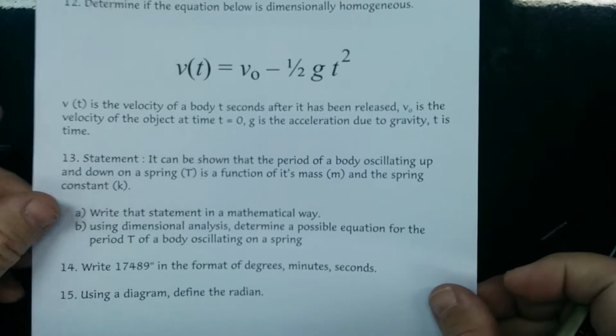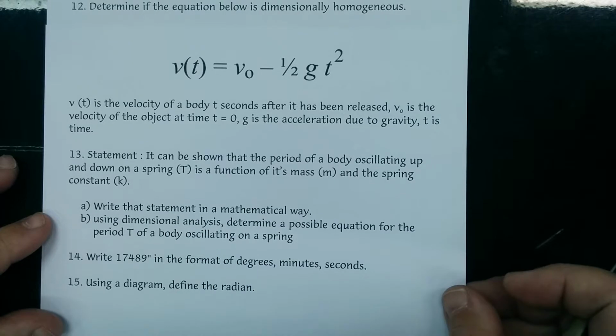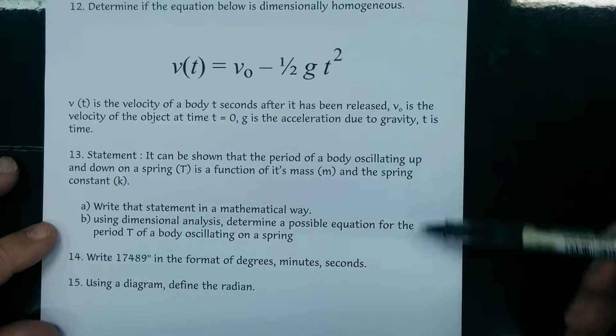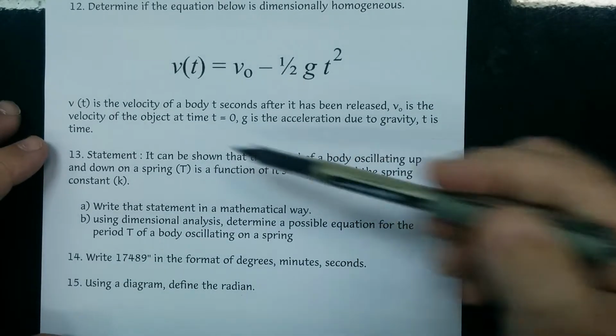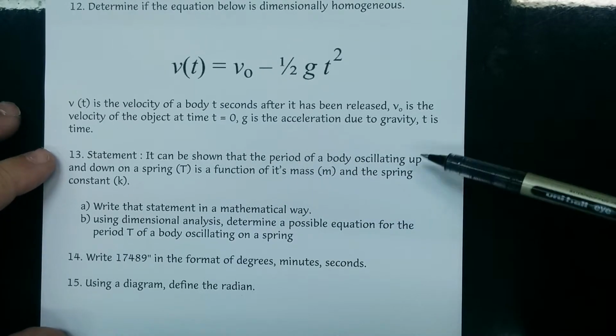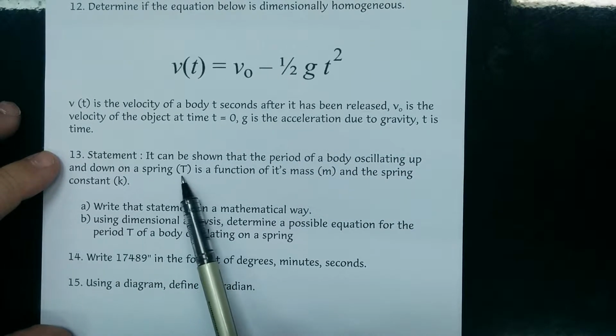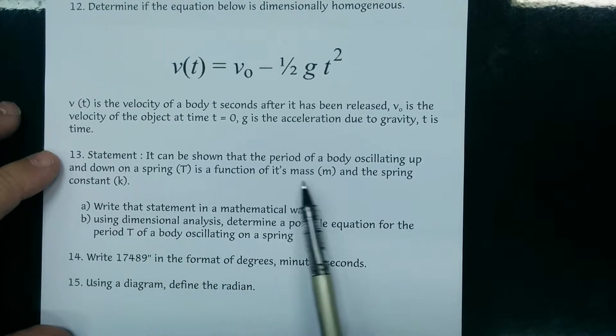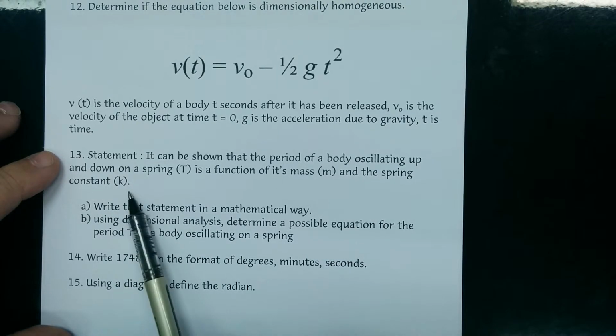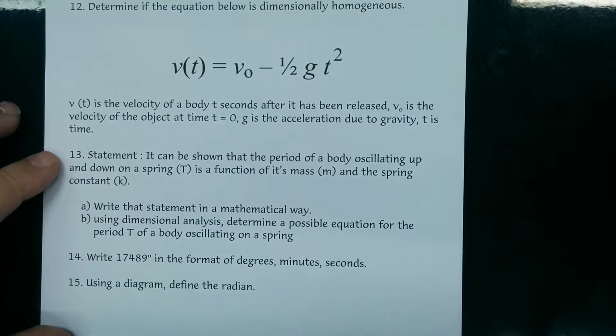Okay, so I'm now going to try and solve what was the most difficult question, or the question that was answered the worst, which was question 13 here. The statement: it can be shown that the period of a body oscillating up and down on a spring, T, the period T, is a function of its mass m and the spring constant k. Write that statement in a mathematical way.